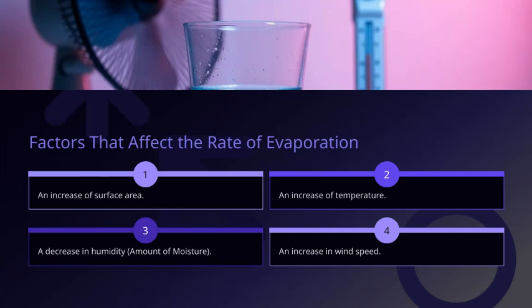Let's talk about the factors that affect the rate of evaporation. First, increasing the surface area actually speeds up evaporation. Think of it like spreading out water. More surface means more opportunity for molecules to escape into the air. Next, a decrease in humidity, or the amount of moisture in the air, also makes evaporation happen faster because the air can absorb more water vapor. Then, there's temperature. When it gets warmer, molecules move quicker, so evaporation increases. Finally, wind speed plays a role too. Faster winds remove vapor from the surface more quickly, helping the process along. All these factors are interconnected and help us understand how evaporation varies in different environments.